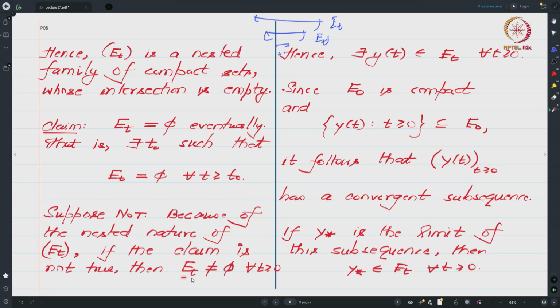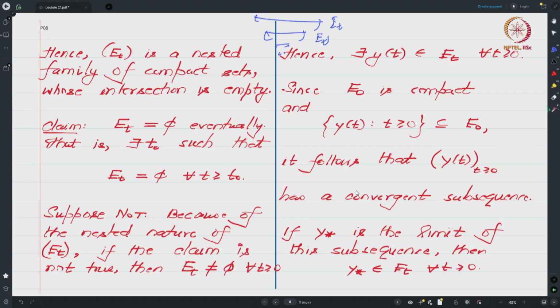So, for all t bigger than or equal to 0, ET is not empty, which means that for every t there must be an element in ET. The fact that they are non-empty implies that there must be an element in ET, right. Now, if you collect all these elements together, because of this nested nature one can conclude that this collection is actually a subset of E0, and we know that this E0 is compact, right, and hence this is a trajectory in a compact set, and hence one can conclude that this trajectory will have a convergent subsequence.